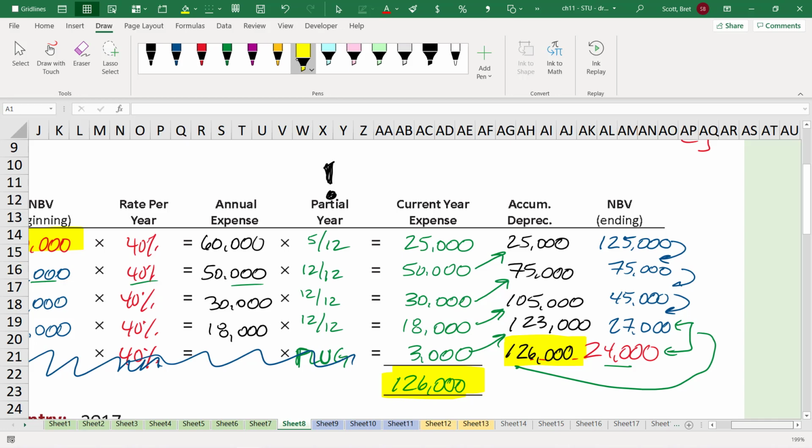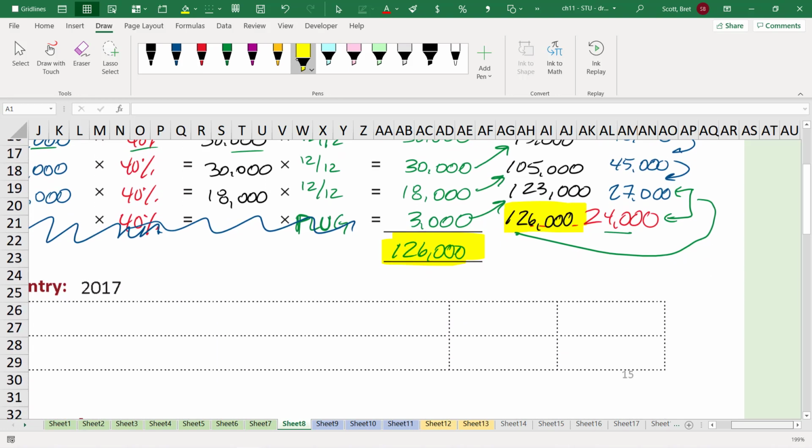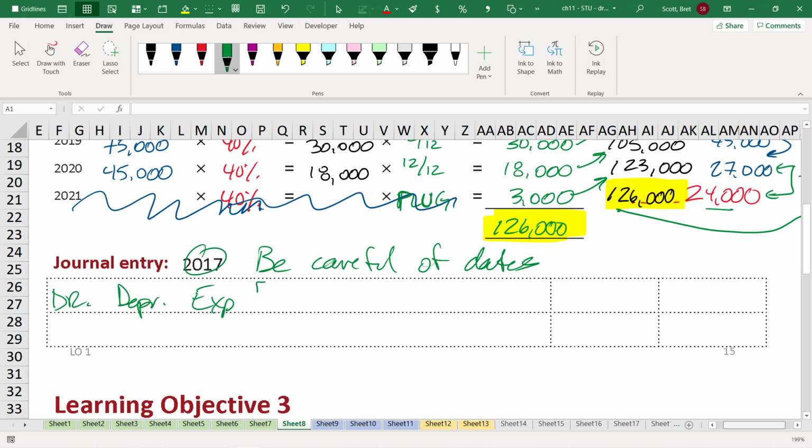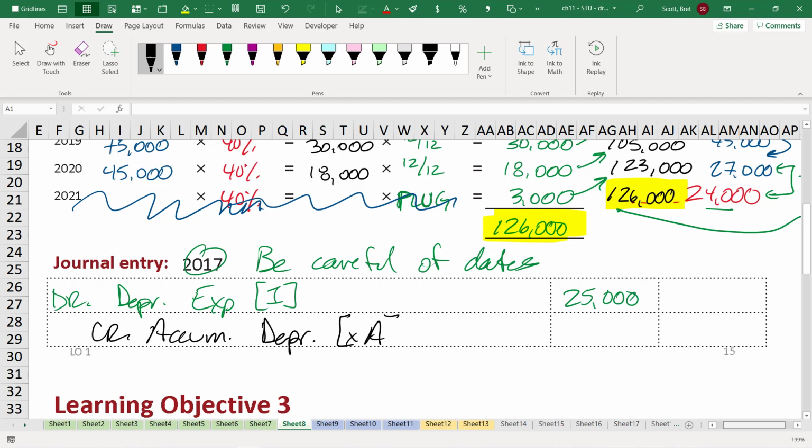Boom. That's how we know we've done it right, that we've gotten all the numbers correct. Okay? So down below, what's the journal entry for 2017? Again, be careful of dates. Debit, depreciation expense on the income statement for $25,000. Credit, accumulated depreciation, the contra asset account for $25,000. And that is Learning Objective 1.